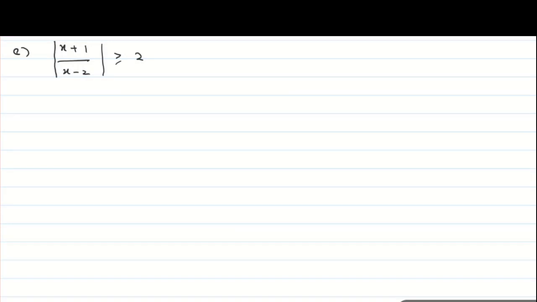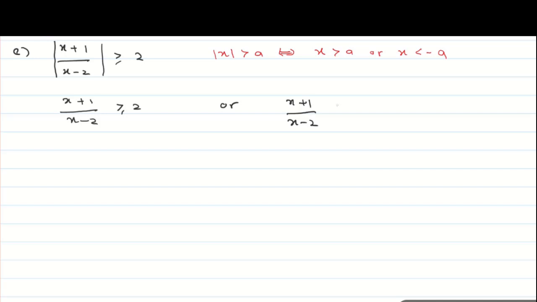Okay, for the fifth example, we have the absolute value of (x plus 1) over (x minus 2) greater or equal to 2. We have absolute value of x greater than a, so the definition should be x greater than a or x less than negative a. So now we solve this inequality. So we have (x plus 1) over (x minus 2) greater or equal to 2, or (x plus 1) over (x minus 2) less than or equal to negative 2.